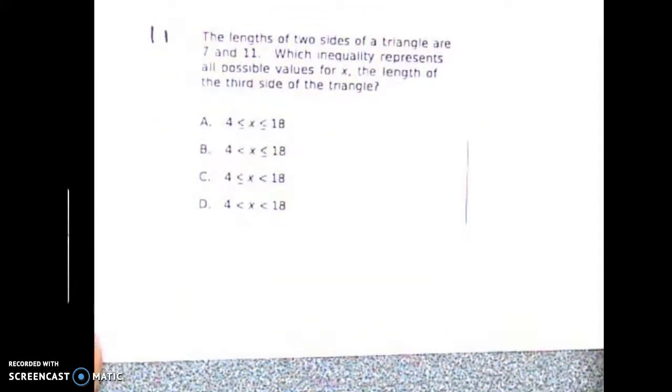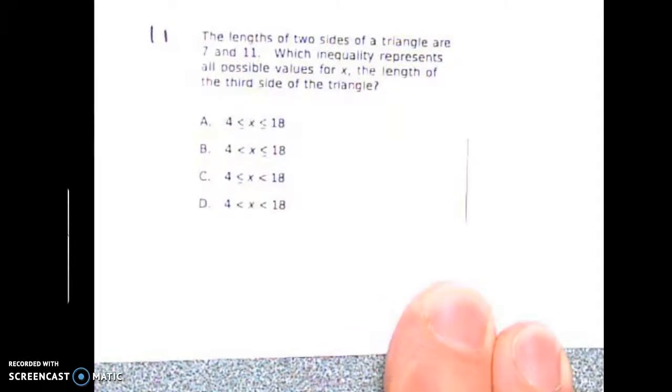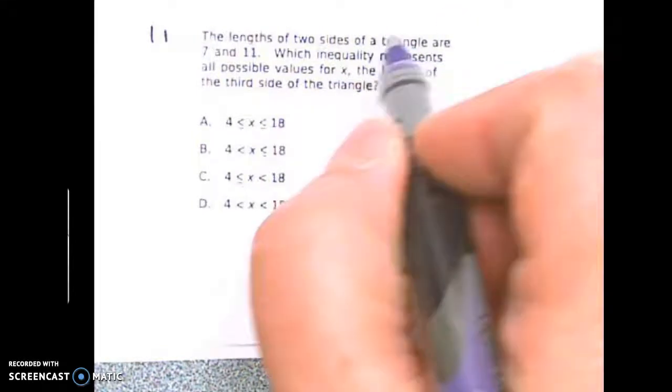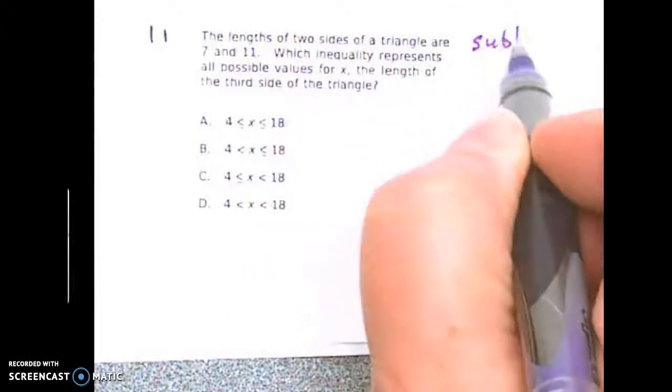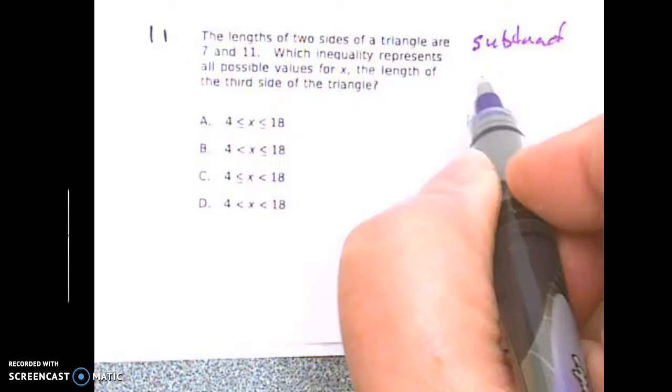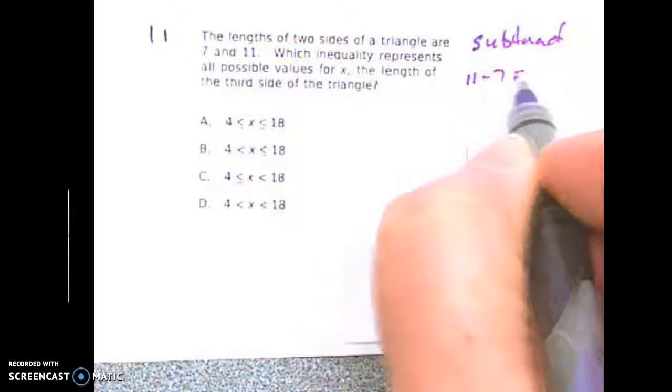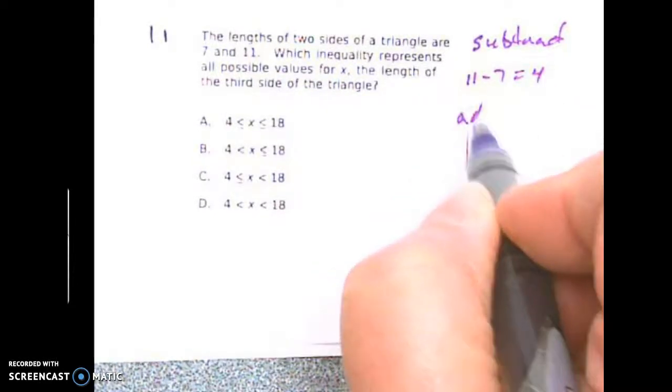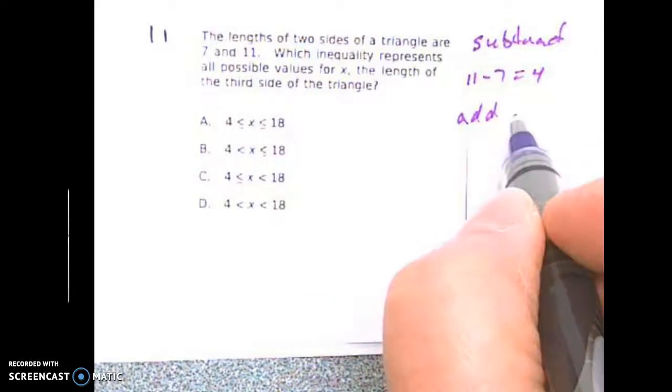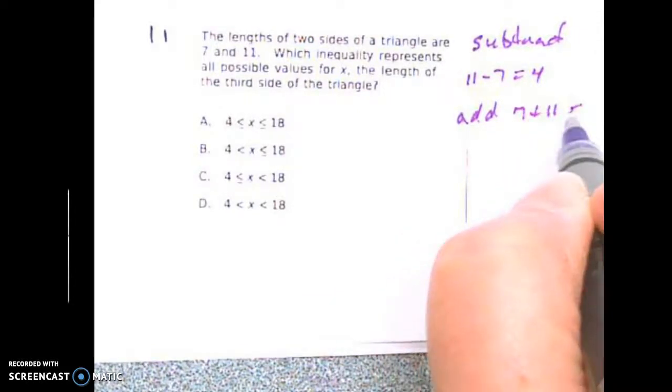If I look at question number 11, again we're dealing with lengths of triangles. The lengths of two sides of a triangle are 7 and 11. Which inequality represents all possible values of x, the length of the third side of the triangle? You can recognize that when I find those sides of the triangle, I always subtract to find the smallest number, and they did that for you. 11 minus 7 will give you 4, and you always add to find the biggest number. You add that 7 plus 11, and you get 18.